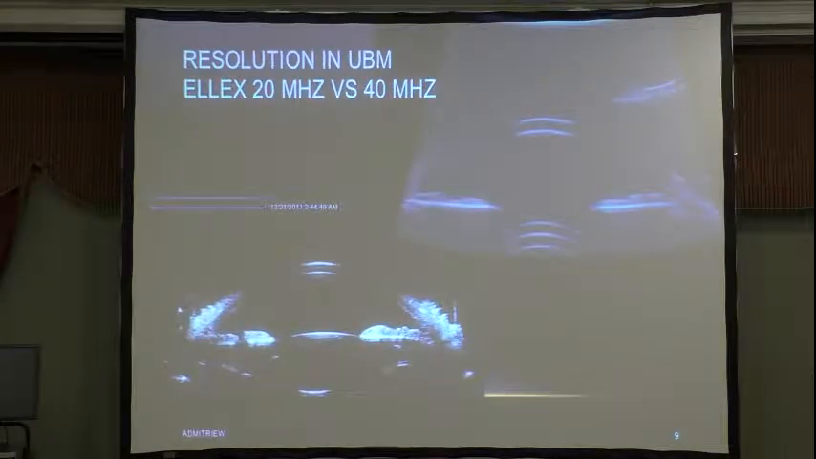So there is a reason why people are more likely to use a frequency between 35 and 50 rather than 20, because when you look at the actual resolution of the picture, it's a little bit too weak with 20 MHz, and that is probably why Eyelix decided to switch from 20 MHz to 40 MHz many years ago.